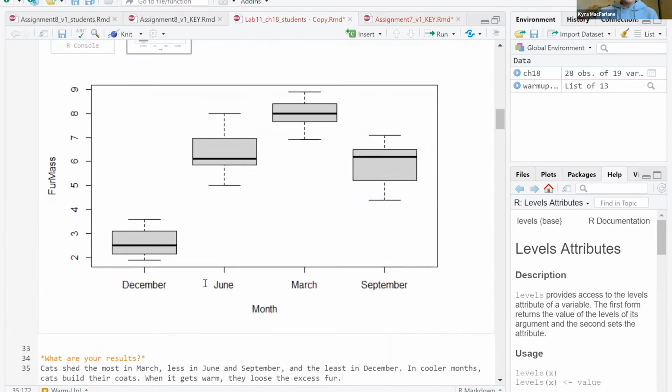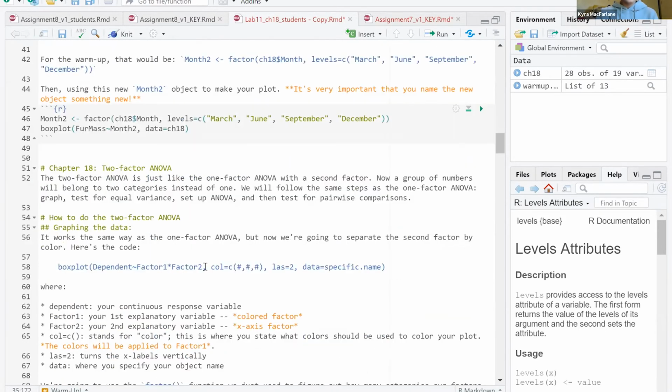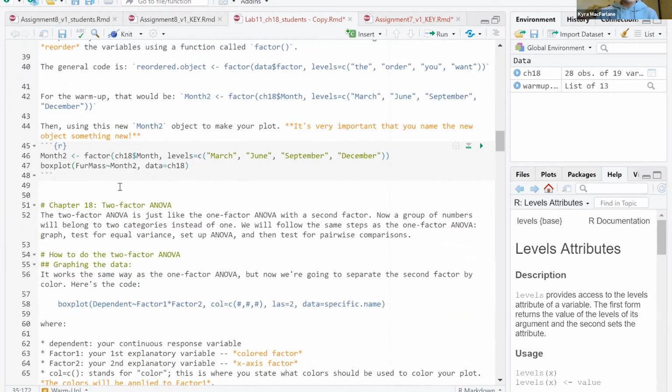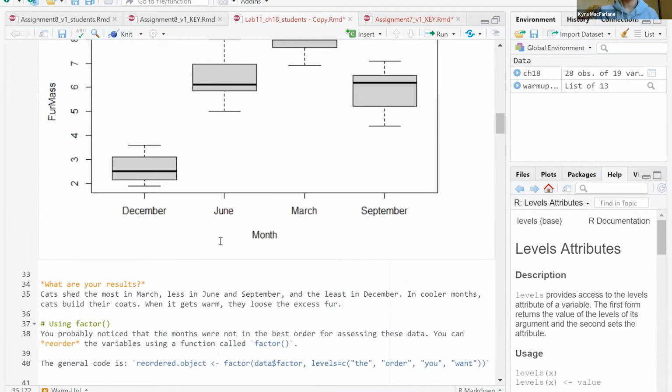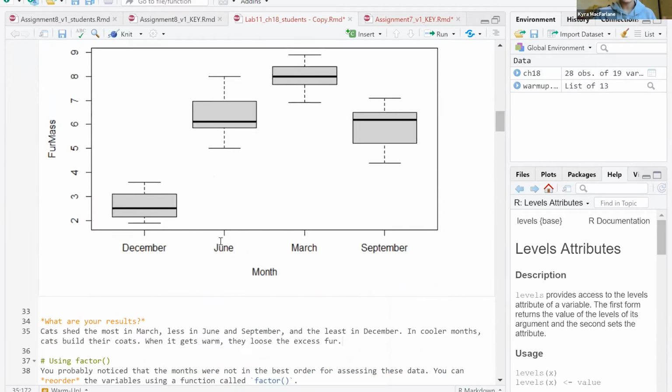Let's see. I'm gonna hop into this really quick actually before we start doing the two-factor ANOVA, because we use it in the two-factor ANOVA and I think it's just kind of easiest to see right now. As I mentioned, this isn't in the best order, right? We'd probably want it in March, June, September, December, the way that it goes in the year. But because R does everything alphabetically, it automatically put it in this order.